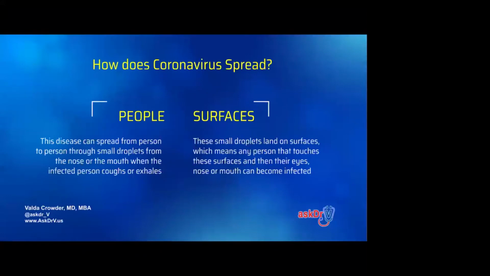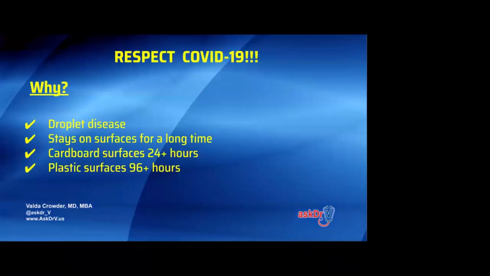So let's talk about coronaviruses. This is basically a disease that's about people and surfaces. So the disease spreads through small droplets from your nose or mouth that an infected person either coughs or exhales, or it's on their fingers, and then it lands on a surface, and then the surface is contacted by another person who is not infected, and they then put those droplets in contact with their eyes, nose, or mouth.